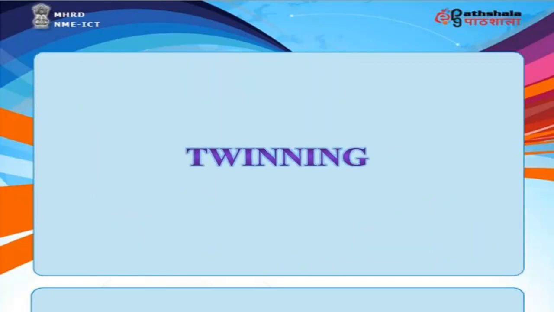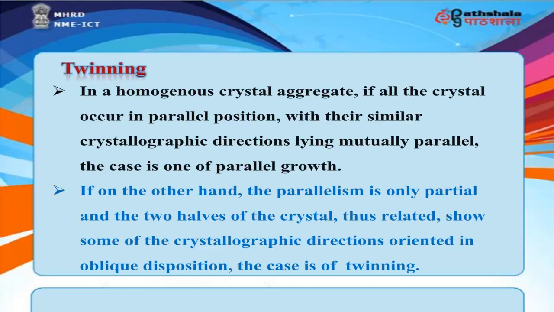Twinning. In a homogeneous crystal aggregate, if all the crystals occur in parallel position with their similar crystallographic directions lying mutually parallel, the case is one of parallel growth. If, on the other hand, the parallelism is only partial and the two halves of the crystal, thus related, show some of the crystallographic directions oriented in oblique disposition, the case is of twinning.